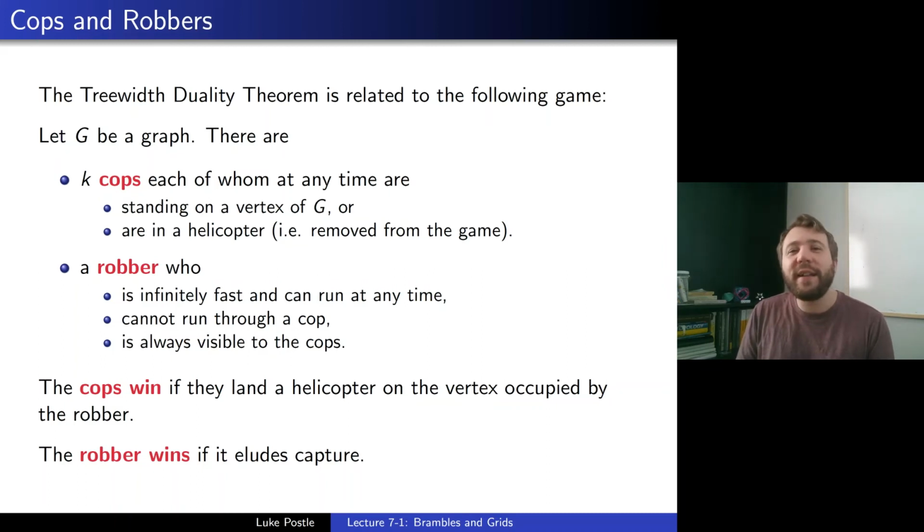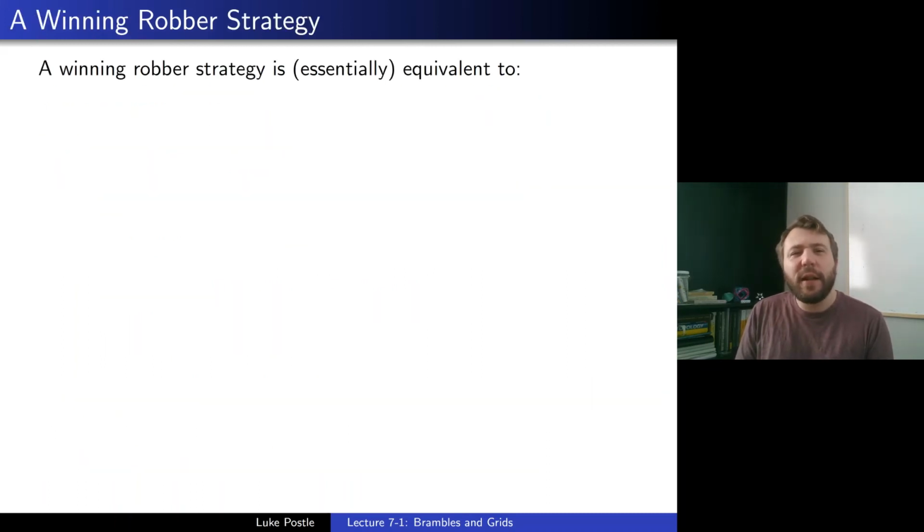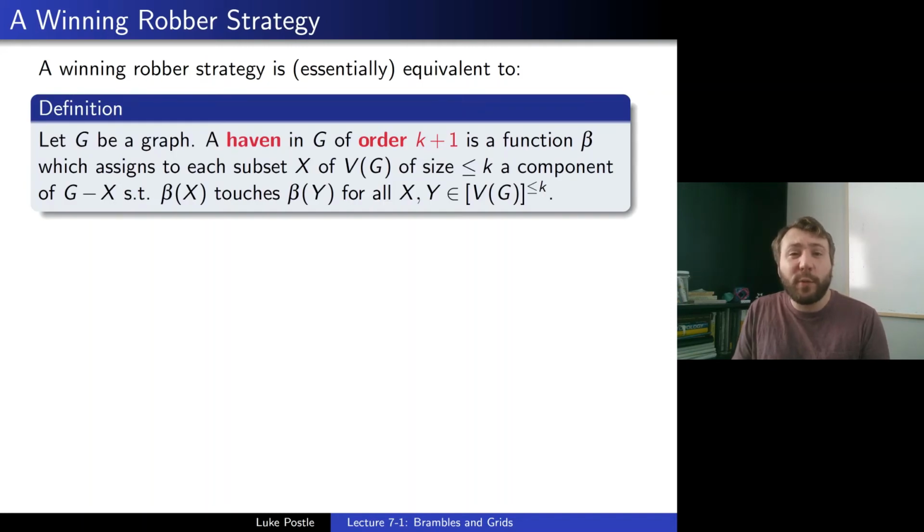But why is it useful? How do you think of it? Well, what is the winning robber strategy? A winning robber strategy is essentially equivalent to the following, which we're going to call a haven. Let G be a graph. A haven in G of order k plus 1 is a function beta which assigns to each subset X of V(G) of size at most k a component of G minus X, such that beta of X touches beta of Y for all small subsets X and Y.